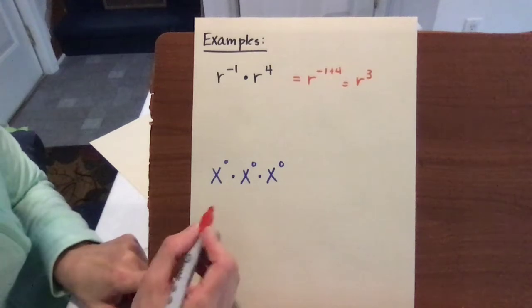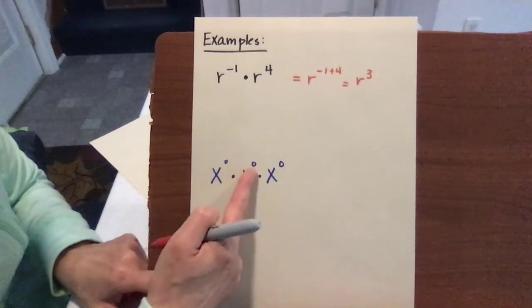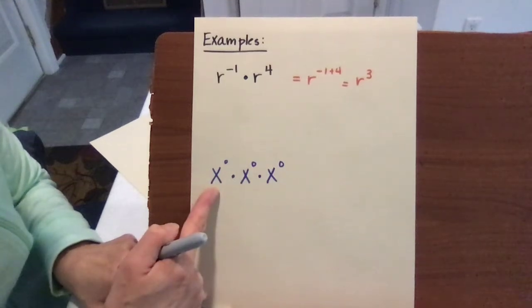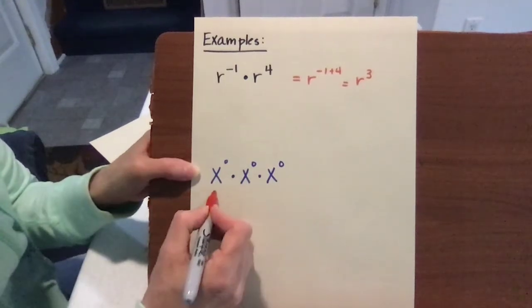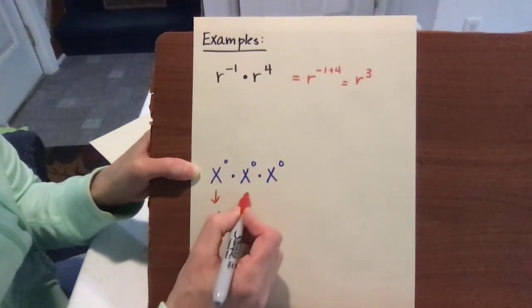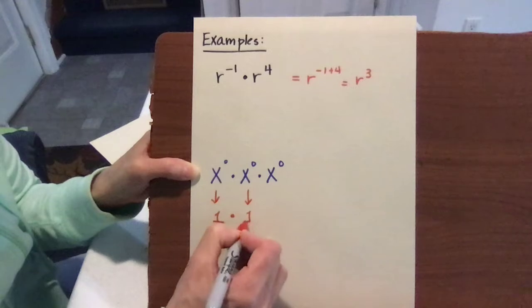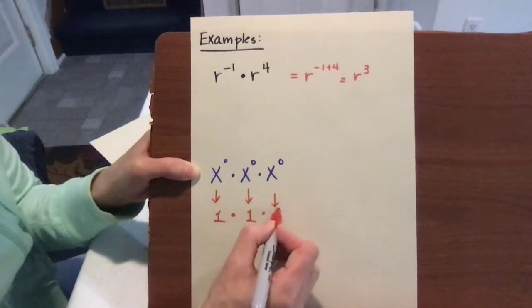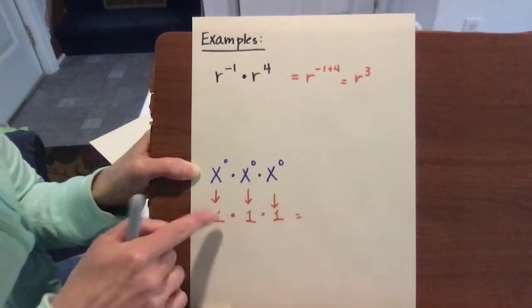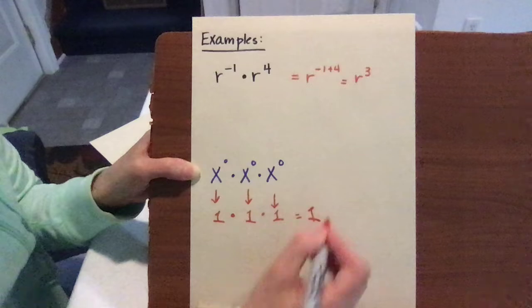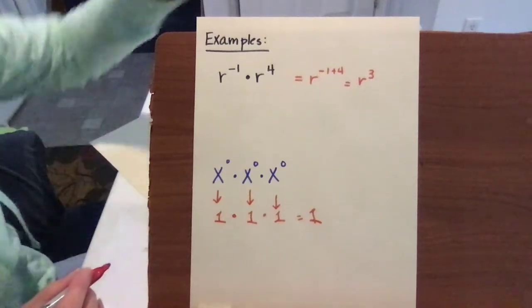All right, next one, x to the 0 power times x to the 0 power times x to the 0 power. Any variable or number or expression to the 0 power is 1. So this becomes 1 times x to the 0 power. Again, it's 1 times x to the 0 power. Again, this is 1. So what we have is 1 times 1 times 1, and that equals 1. And that's your final answer.